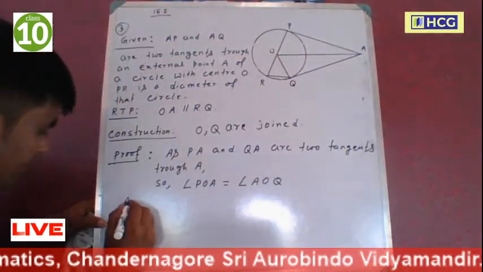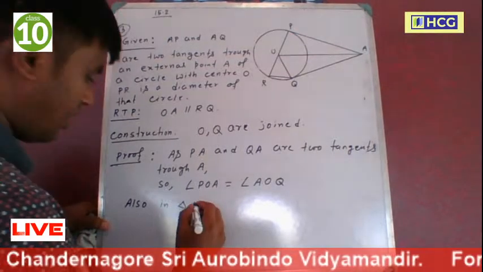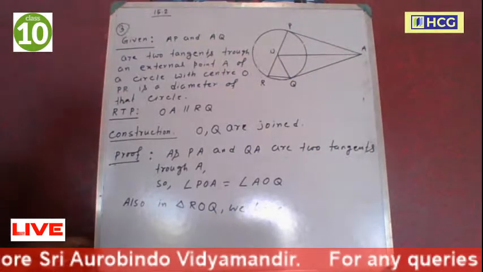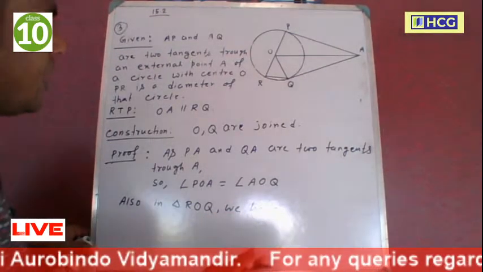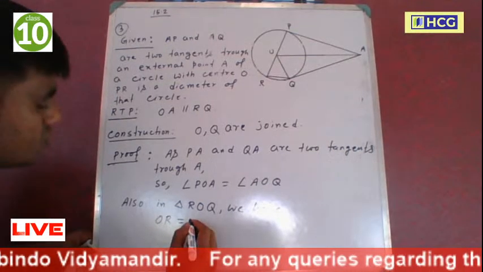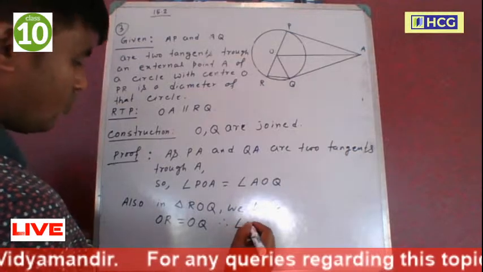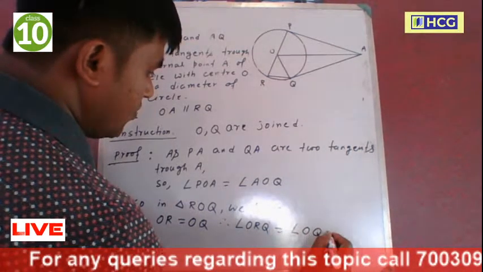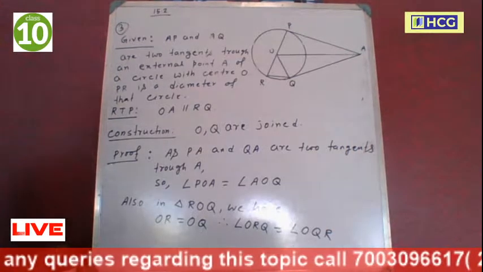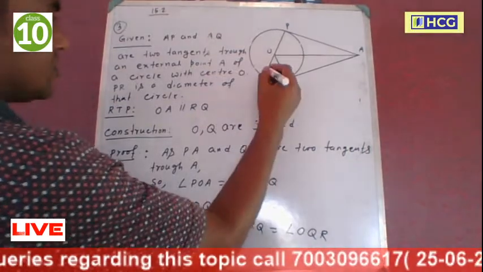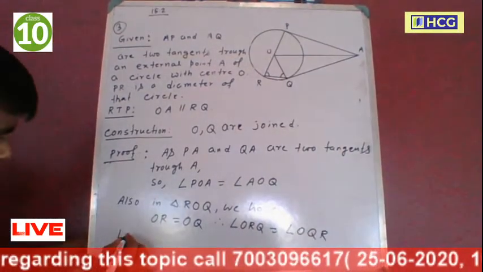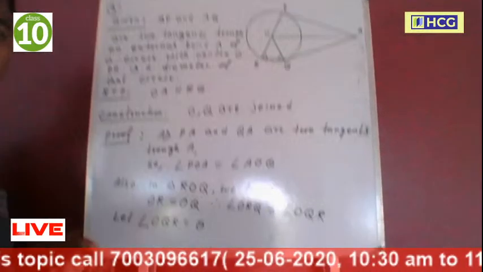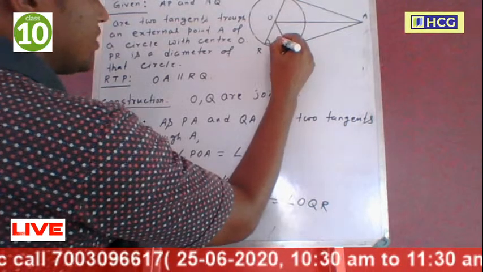Also in triangle ROQ, we have OR equals OQ. So angle ORQ equals angle OQR, because this triangle is an isosceles triangle. In an isosceles triangle, the angles opposite the equal sides are equal, so these two angles are equal. Let angle OQR equal theta. So this angle equals theta.